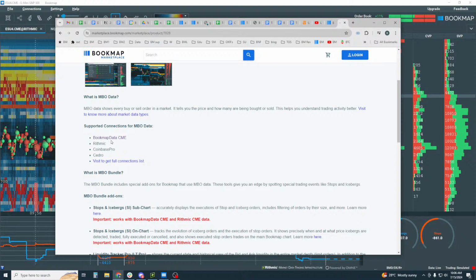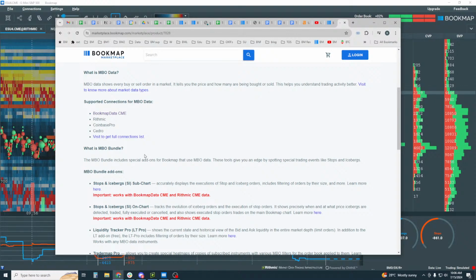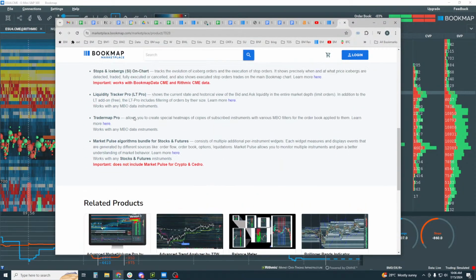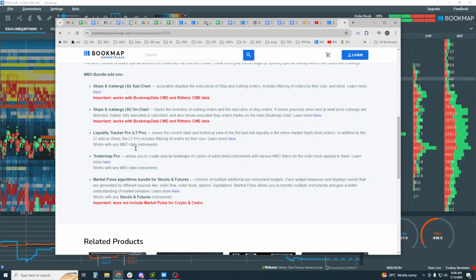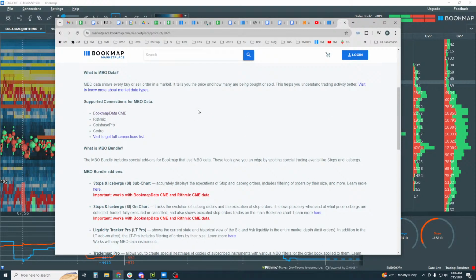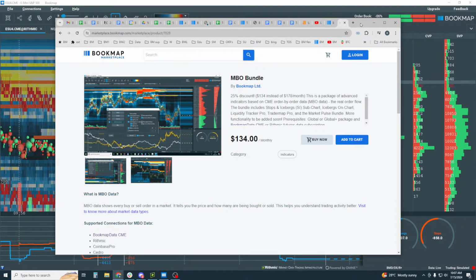You either need Bookmap data for CME or Rhythmic. It also works with some of the cryptocurrencies, but for the most part, it's Rhythmic and Bookmap data for CME. And what you'll get is the Stops and Icebergs Subchart and On-Chart, Liquidity Tracker Pro, Trader Map Pro, and then Market Pulse 2, the Algorithms bundle. So it's quite a bit. It's kind of costly, but it gives a lot of added value.